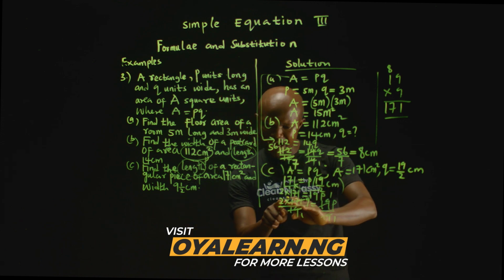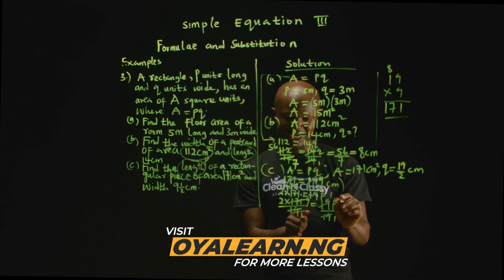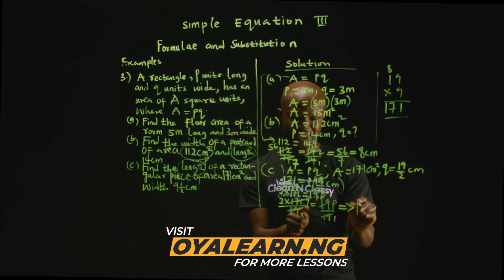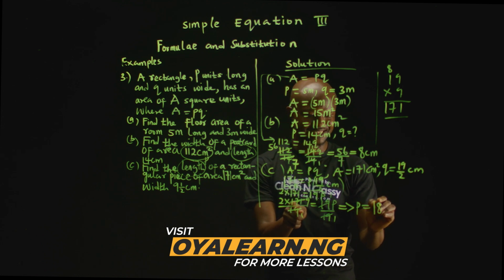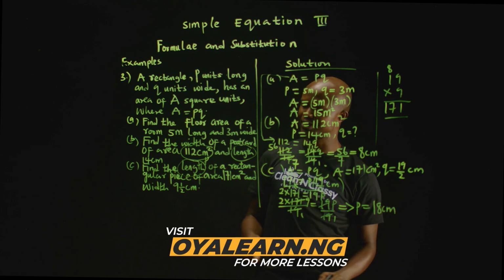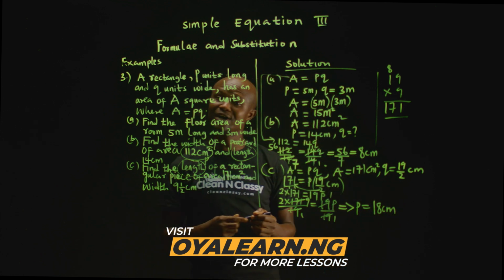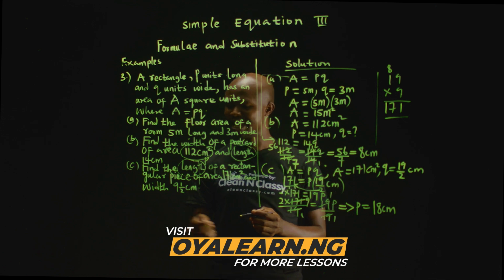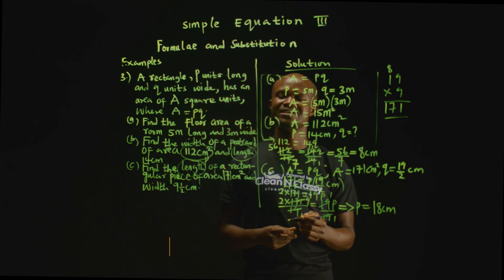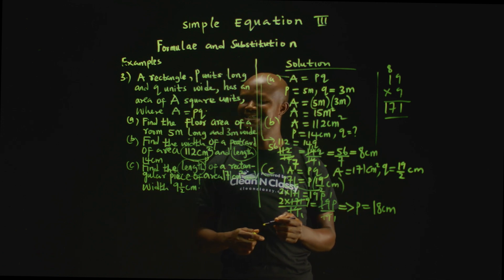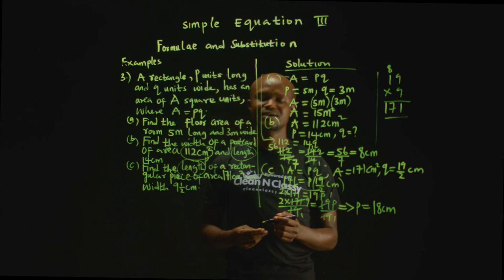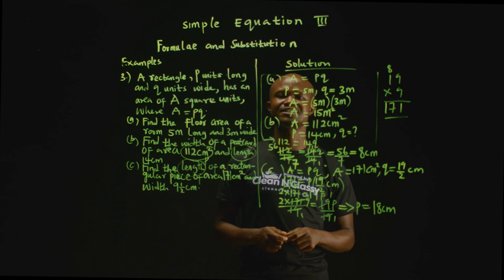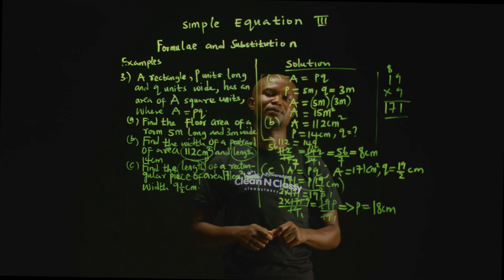So we only have 2 times 9 now. It means that P equals 2 times 9. What is 2 times 9? That is 18, 18 centimeters. So when the area is 171 centimeters squared and the width is 9.5 centimeters, then the length of the rectangular piece is 18 centimeters. That is the solution to the problem. Thank you.